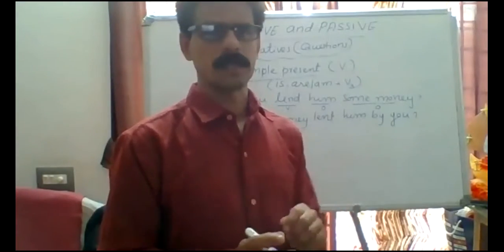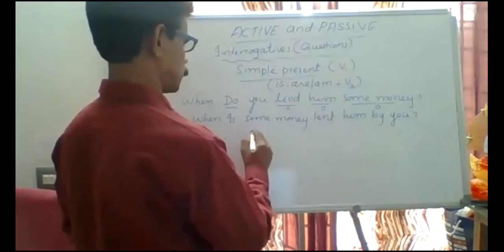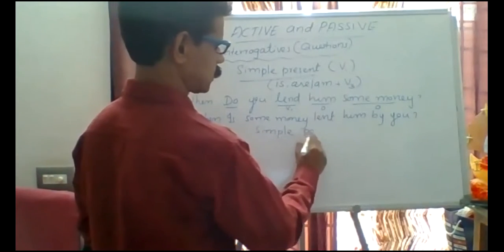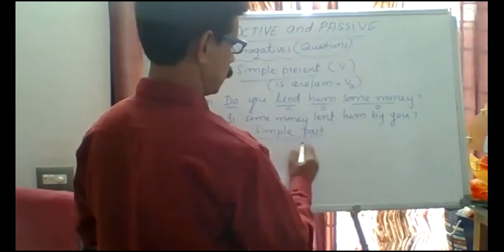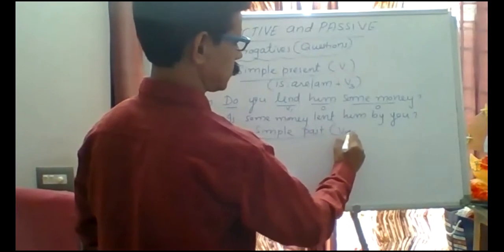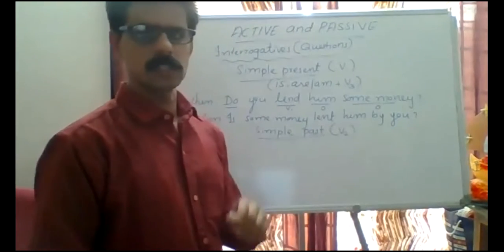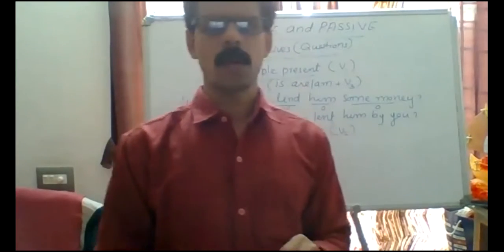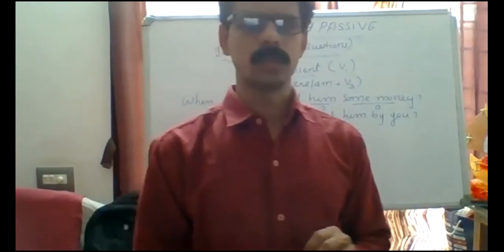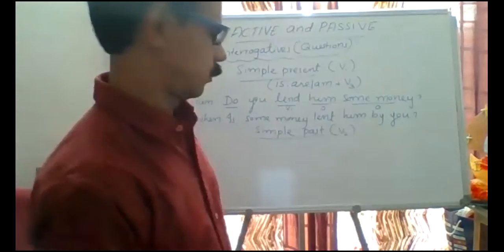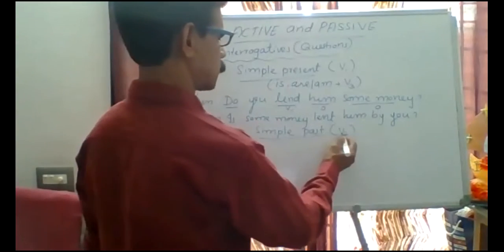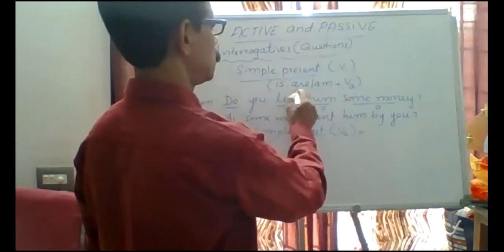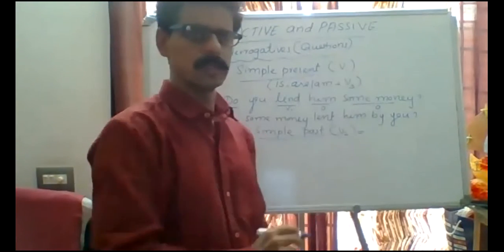Simple present question. Simple past question, let us see. Simple past interrogatives. What is the structure? You know already, it is V2. Simple past means verb two: worked, went, took, spoke, etc. These are verb two, the second form of the main verb. So what is the structure? Already here V1 is equal to is, are and am plus V3.